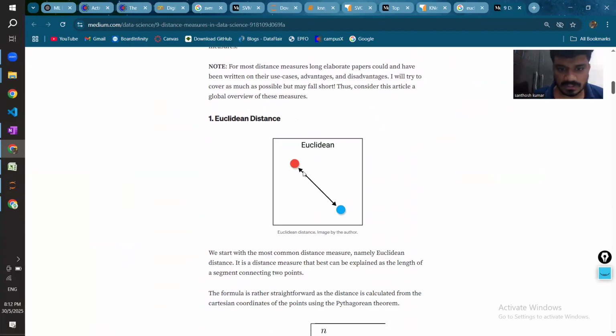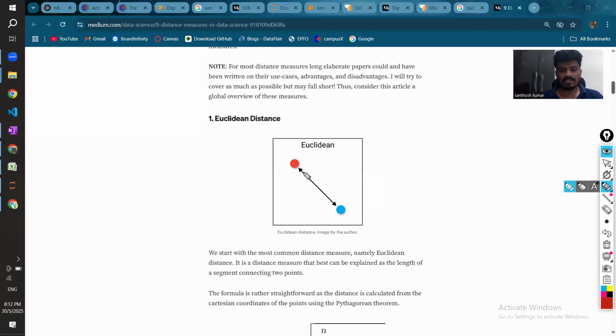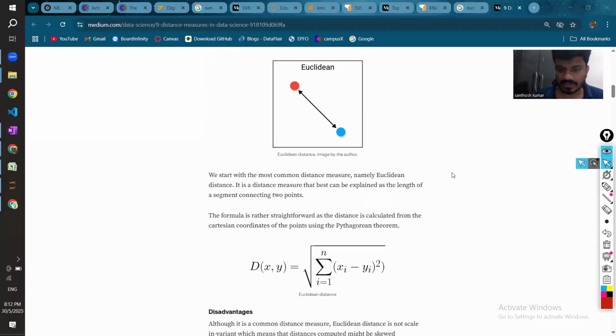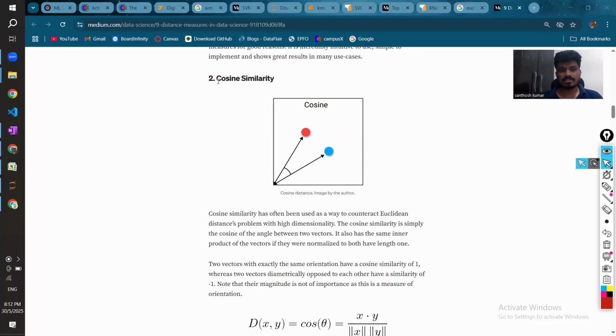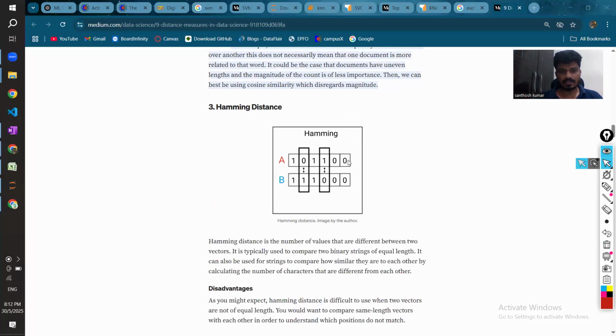That means the straightforward distance. If you have 2 points, x1, y1 and x2, y2, the basic distance is the square root of (x2 minus x1) whole square plus (y2 minus y1) whole square. This is the direct distance. Now, this is the similarity distance, but what was the other distance?